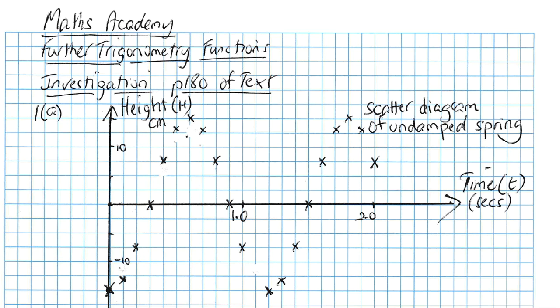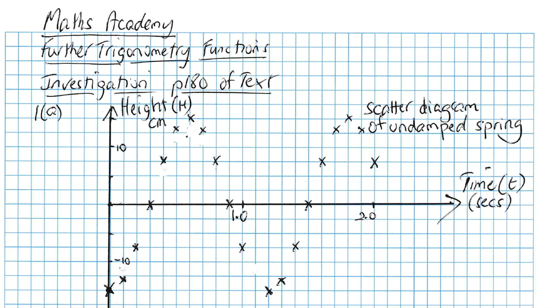Okay, I'm going to go through the investigation on page 180, showing you my solution. And as I talk about it, I'm going to highlight some things about setting out, because I know your teachers are anxious that you present your work a little bit better. So the investigation was about a mass vibrating on a spring, and you were given some data of the heights above and below a mean position with time.